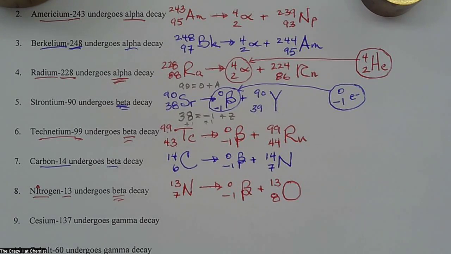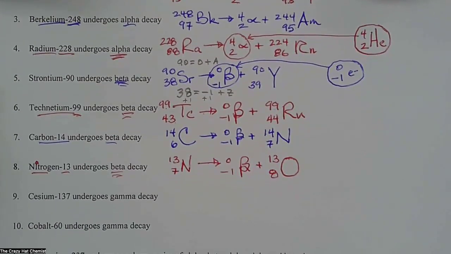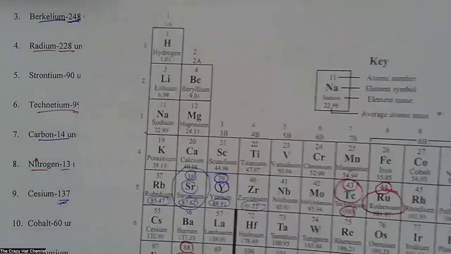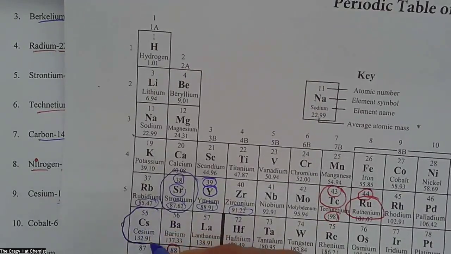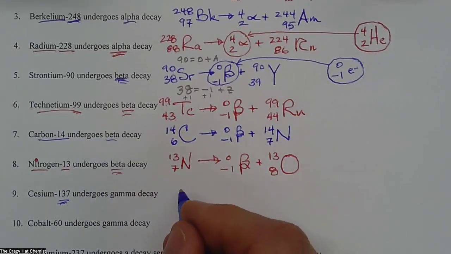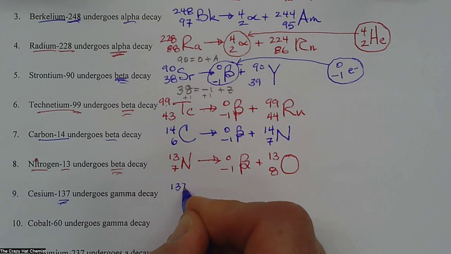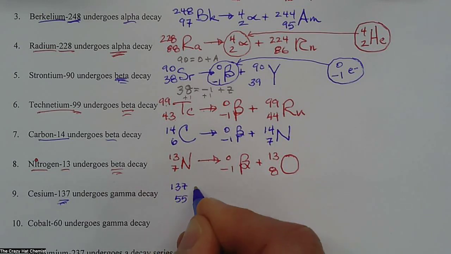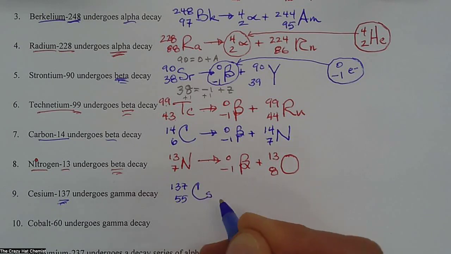Perfect. All right, now what we're going to do is a couple others that are just slightly different here. So I'm going to keep some of the alphas, some of the betas, and now we're going to do some gamma decay. So we got cesium 137, so we got to find cesium on our periodic table. Here is cesium, that is a Cs, and 55 is the atomic number. So it's a 137 for the mass. It is element number 55. And it is a capital C, lowercase s.